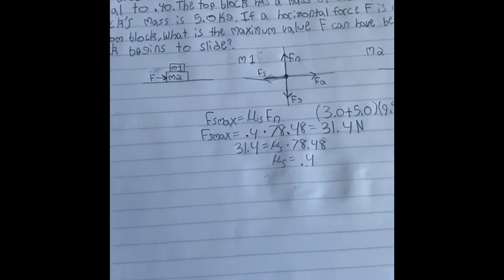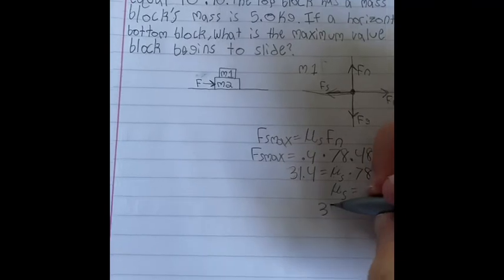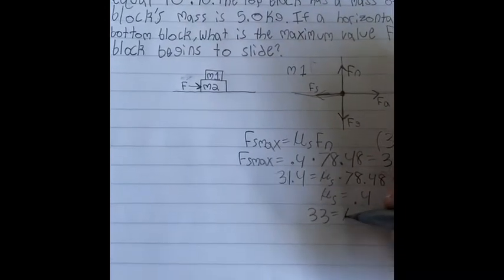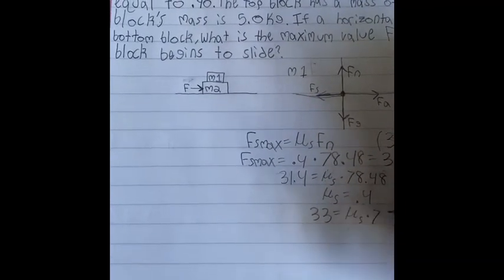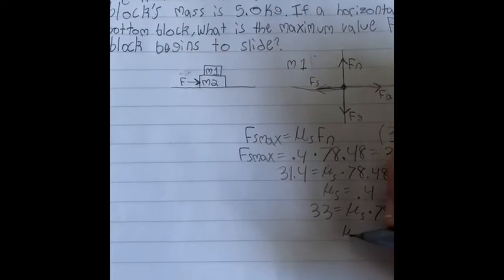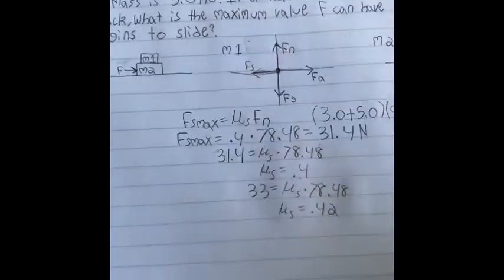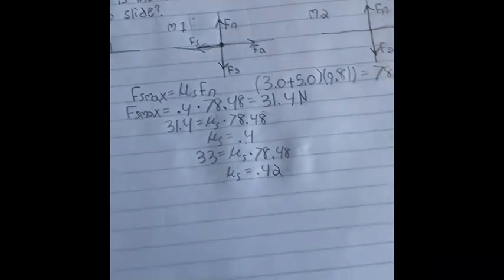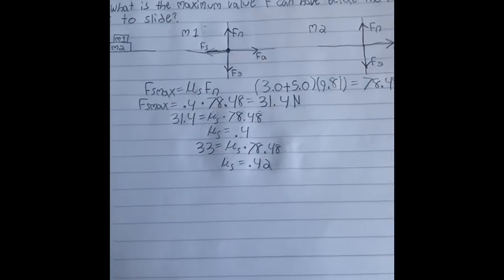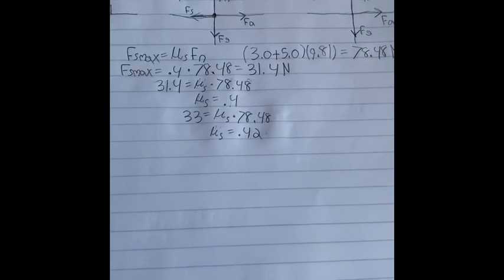But if we increase the force to, let's say, 33 newtons, the answer would be 0.42. So that's over the coefficient of static friction. So that means that the static friction force has been exceeded, and the box on top is going to begin to slide off.